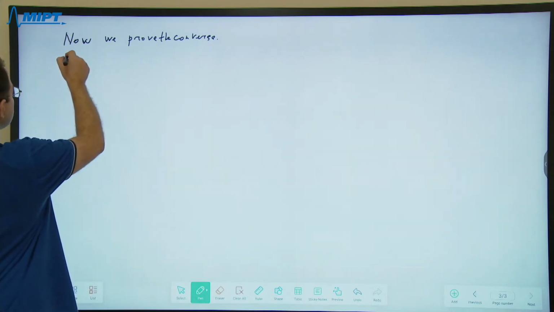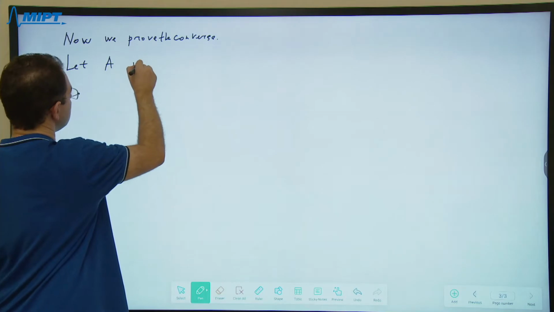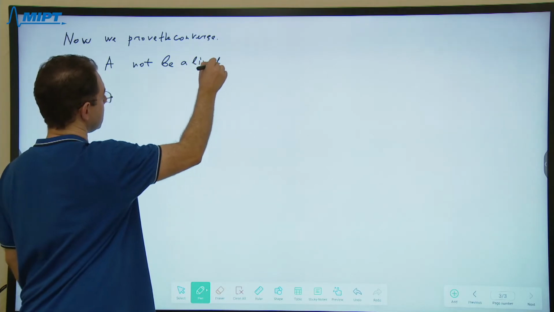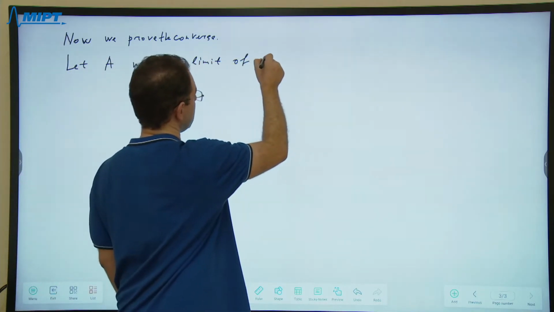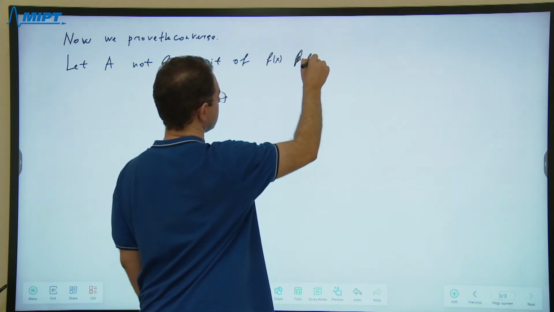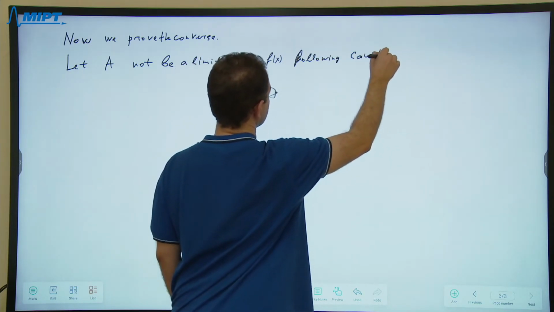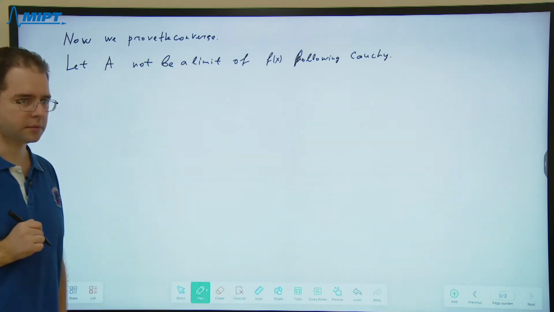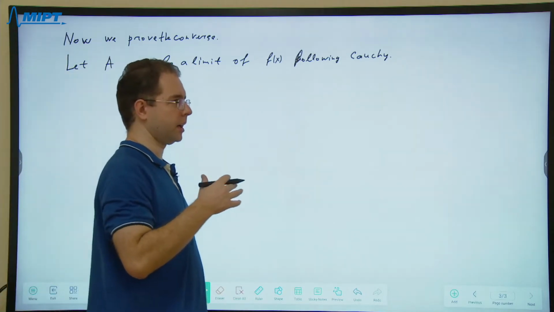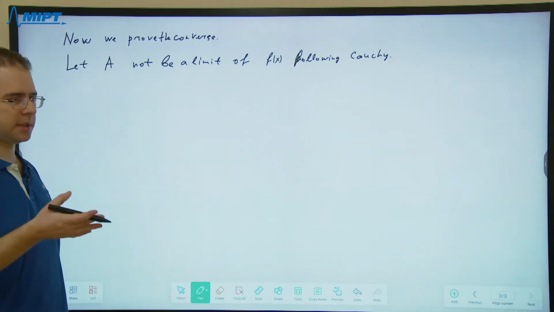So I'm writing approximately like this. Let A not be a limit of our function of x following Cauchy. So I'm writing down that Cauchy's definition is false. I'm negating Cauchy's definition.